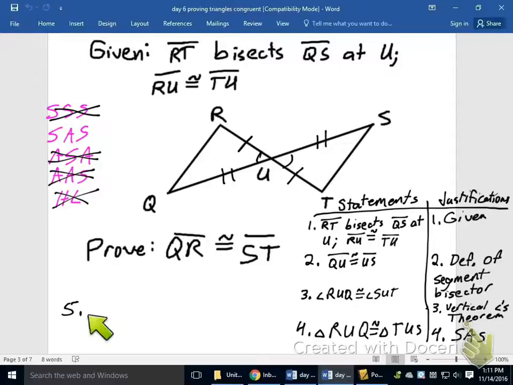So I'm having to wrap up here at the left. This should go underneath here. That segment QR is congruent to segment ST, and that would be because of CPCTC. Corresponding parts of congruent triangles are congruent. That wraps up this proof.